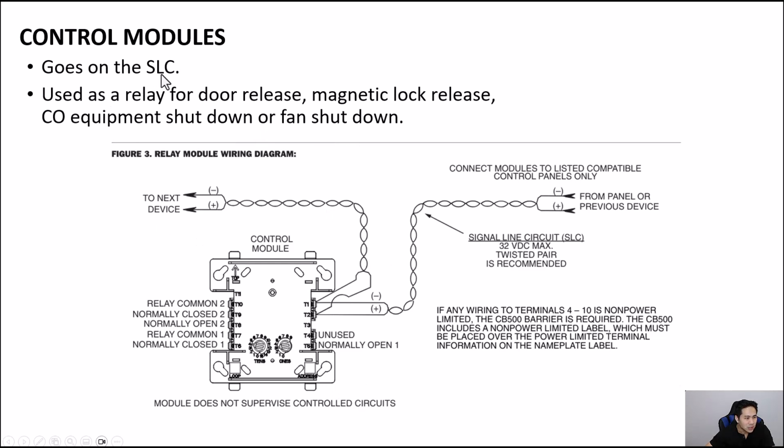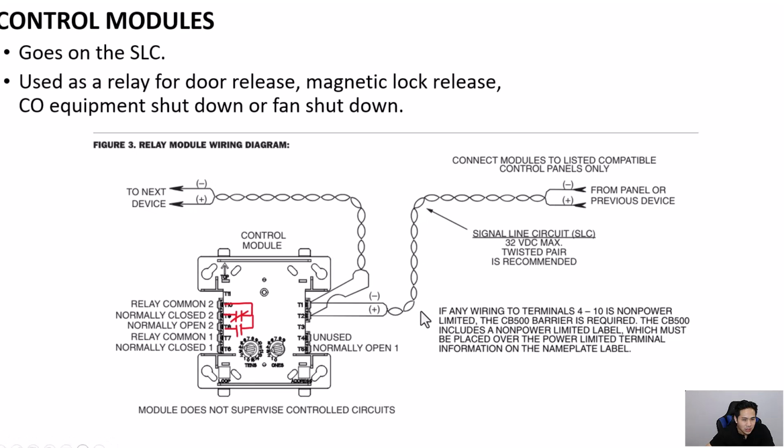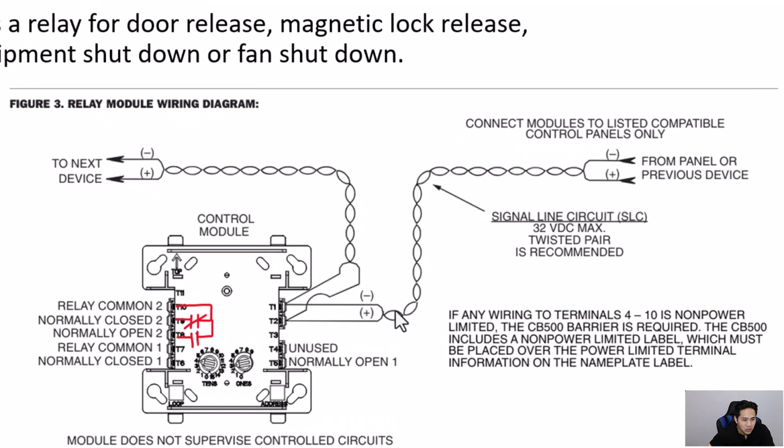Signal line circuit, just a reminder, is a circuit that contains the initiating devices such as the smoke detectors, the CO detectors, water flow, and tamper switches. So these control modules will go on that circuit and not the circuit for notification devices such as strobes and horn strobes. So this will be the signal line circuit. It goes in here, and then it'll go to the next device.